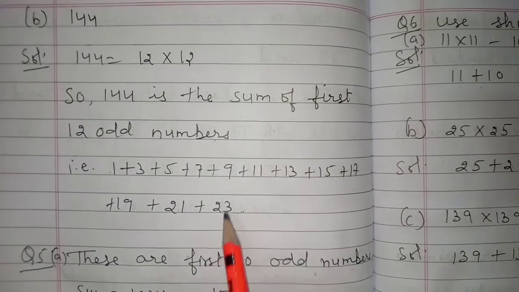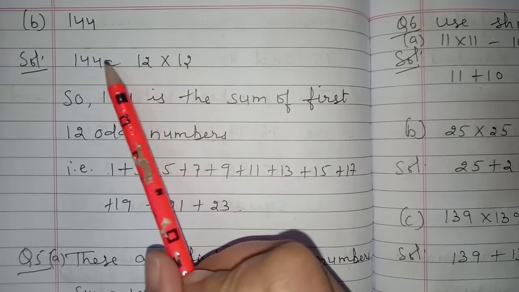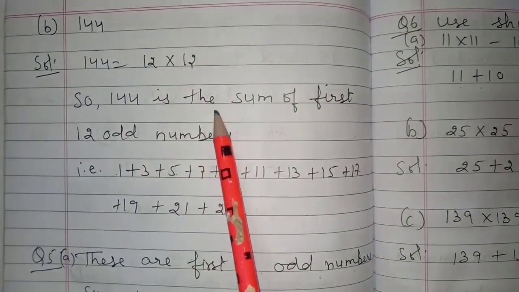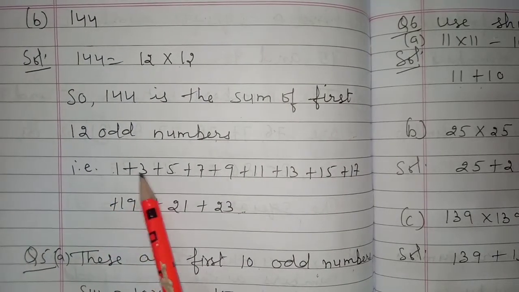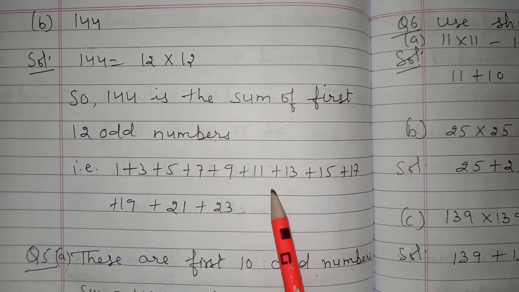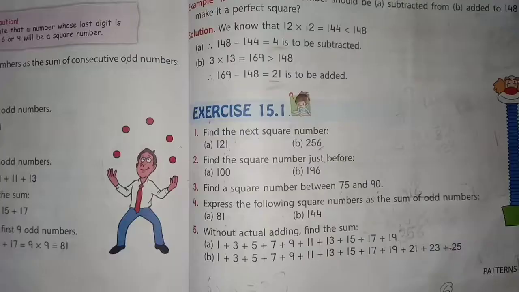Next is 144. 144 is the square of 12 because 12 into 12 is 144. So 144 is the sum of the first 12 odd numbers. So we need to write the first 12 odd numbers like this. Now next is question number 5.